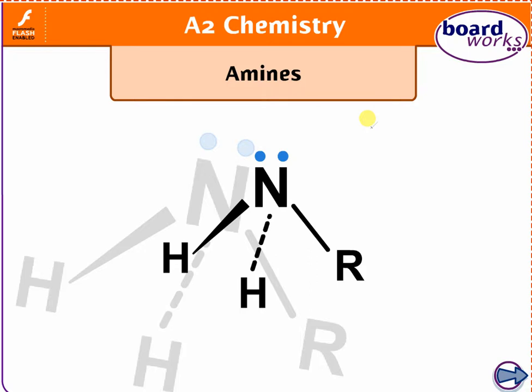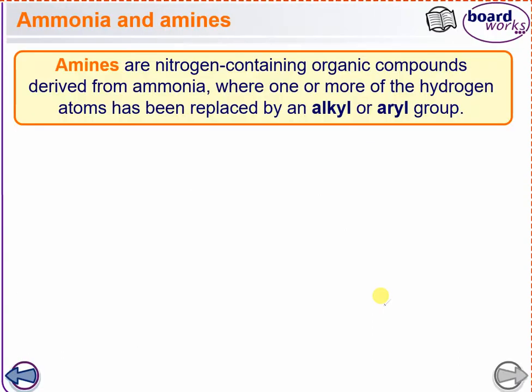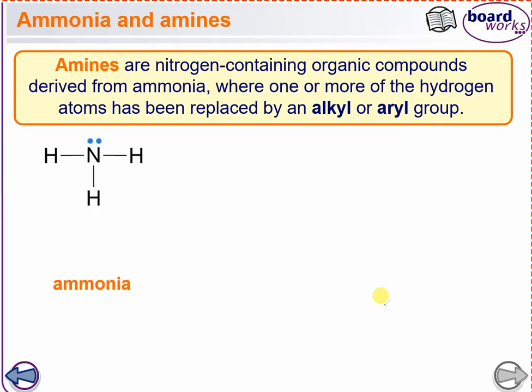In this video, we're going to look at something called an amine, which features a nitrogen. So, amines are nitrogen-containing organic compounds derived from ammonia. So there is ammonia right there. It's a nitrogen with 3 hydrogens.